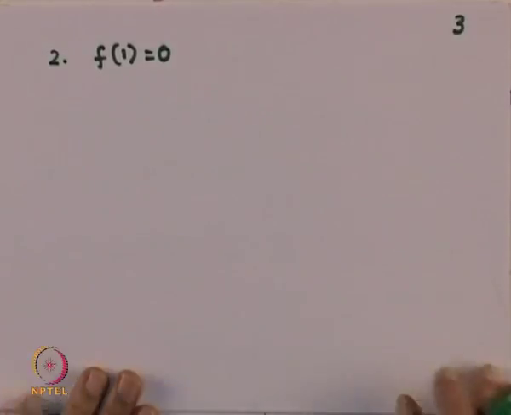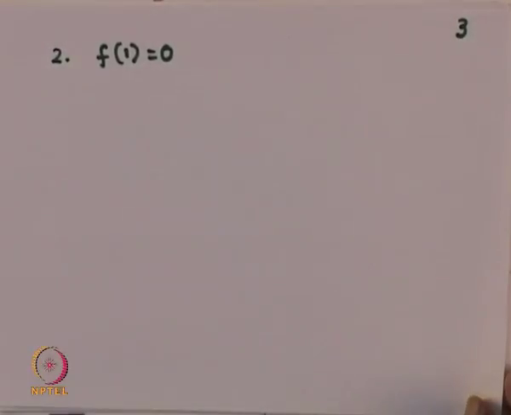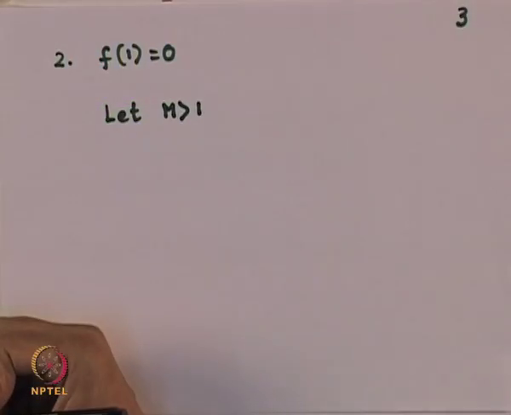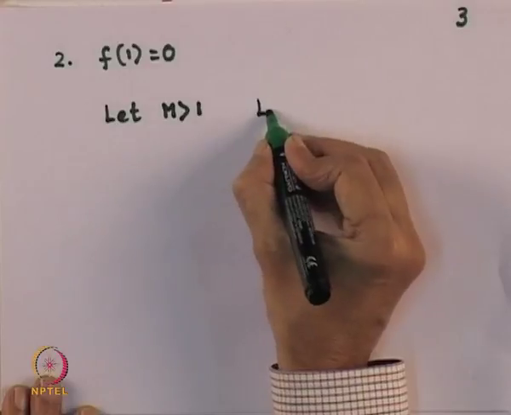Now, let us see why this is a good function, and the way it works is the following. Let m be greater than 1 and let r be a positive integer.